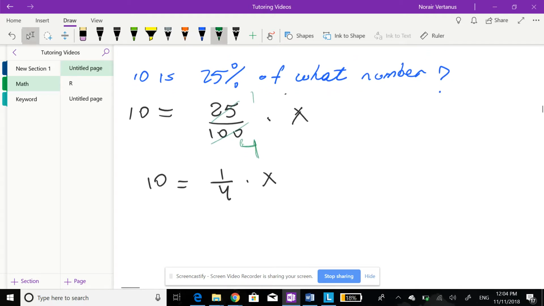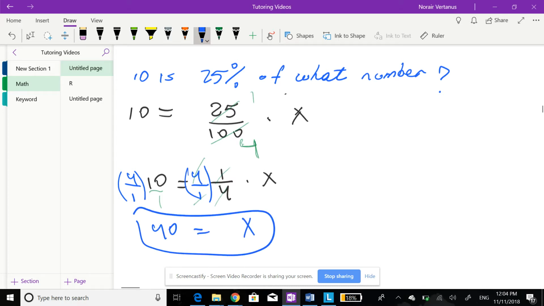Now to solve for x, you multiply both sides by 4 over 1. That's the reciprocal of 1/4. Did you guess that? That's what I've been doing all the time, right? So it cancels, cancels, cancels. This is over 1. So what do we have? In this case, x is equal to 10 times 4, 40. So that's how you set up the equation.